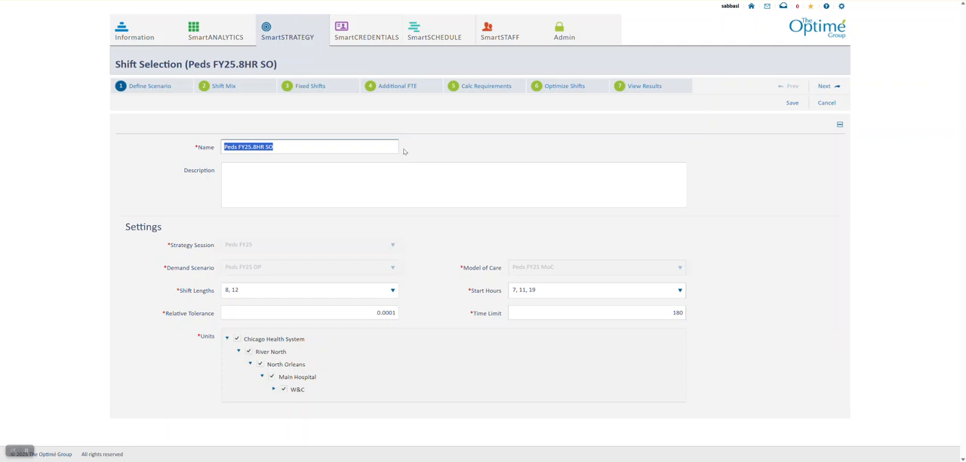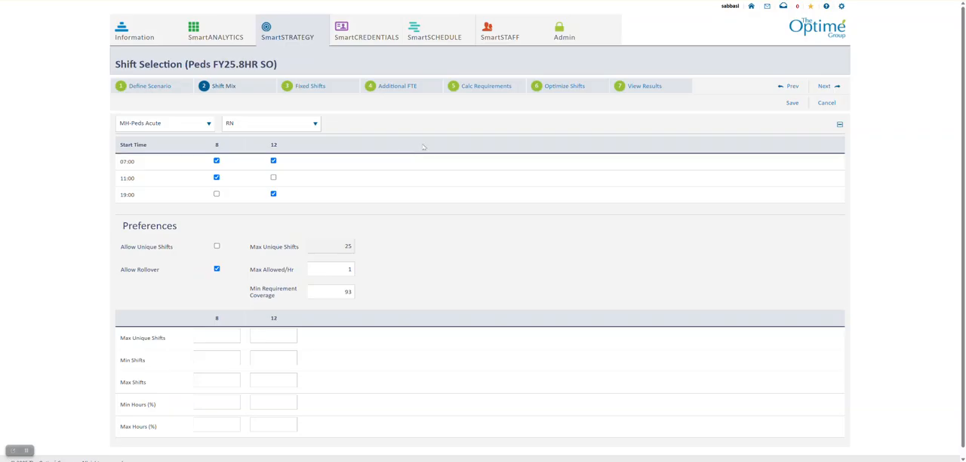But the first step of the shift optimization part is to say, what can this unit handle? In this case, we have the 8-hour option and the 12-hour option. And then, when can these shifts start? 7, 11, and 7 p.m. The relative tolerance and the time limit are based off of how long I want the model to run and the tolerance I want to allow it to achieve the outcome we're getting at. And then, of course, the units are still selected there.